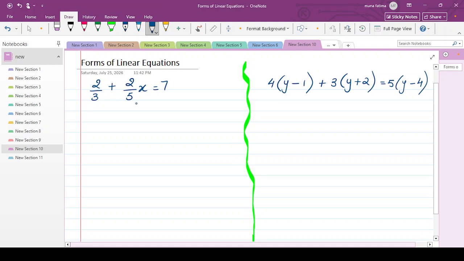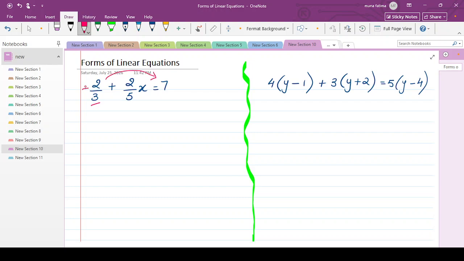Linear equations can be given in these forms as well, and we have to sort them out properly, simplify them where needed before we can get to the solution. In this case, the very first step is to get this to the other side, because we only want the x term over here. So I'm going to switch this to this side.